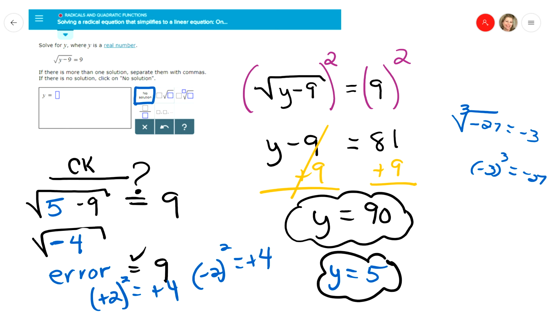But in this particular problem, I did get this answer right here, and I already checked it, so I would be sticking in 90 right there. So just make sure you check your answers.